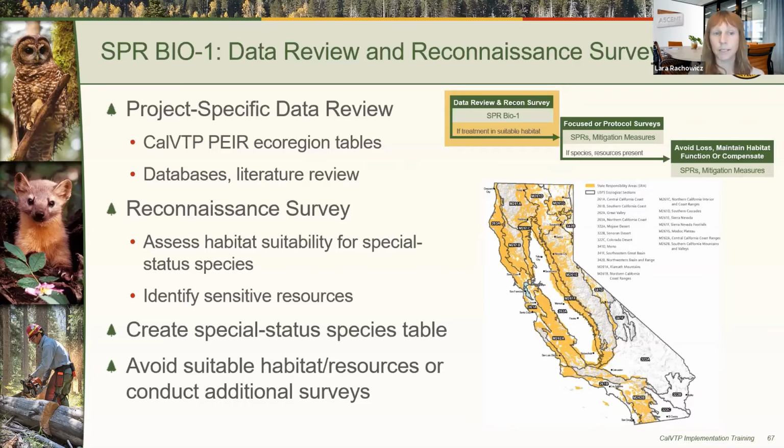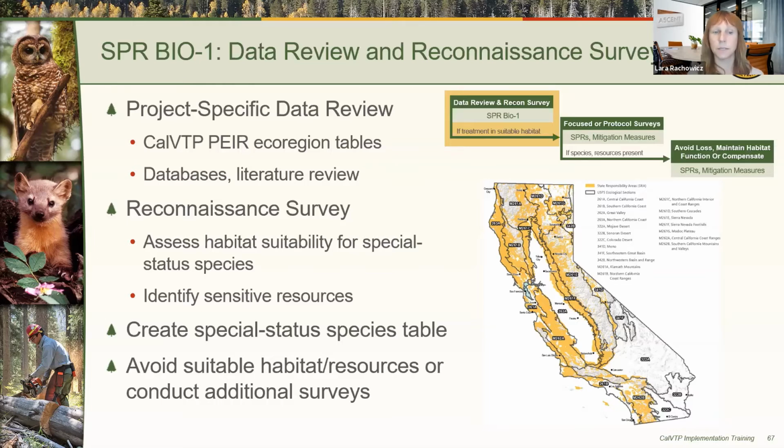For the reconnaissance level survey, a qualified biologist or qualified RPF should visit the site and assess habitat suitability for special status species and identify any sensitive resources, including riparian habitat, aquatic habitat, potential sensitive natural communities, and wildlife nursery sites. It is best practice to create a table containing the special status species that have potential to occur in the vicinity of the treatment area and include that in your PSA.